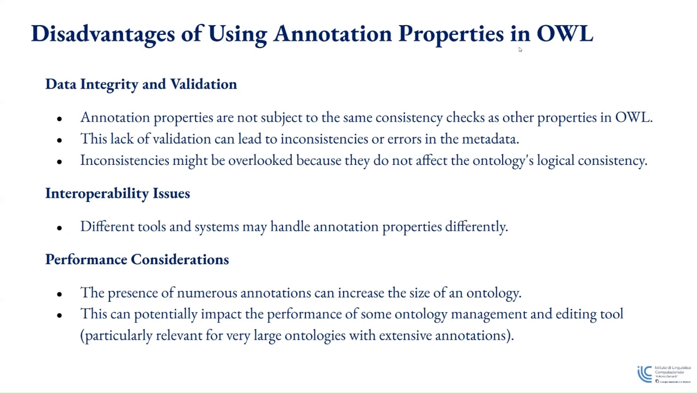This lack of validation can lead to inconsistencies, of course, errors in the metadata. For example, if we have inconsistencies like those mentioned by the participant online, we cannot check that, okay? Because we don't have any formalization for annotation properties. Inconsistencies might be overlooked because they do not affect the ontology's logical consistency.